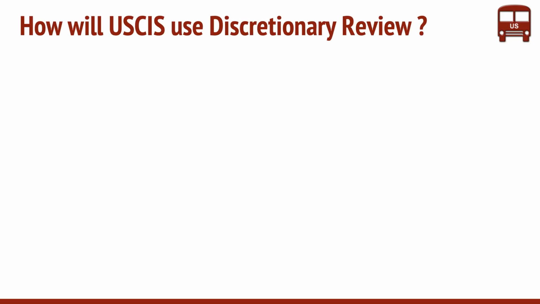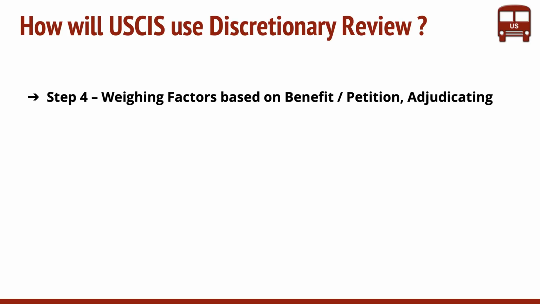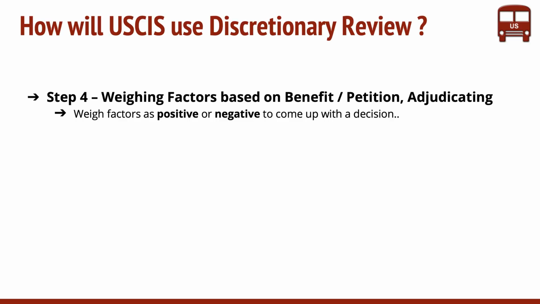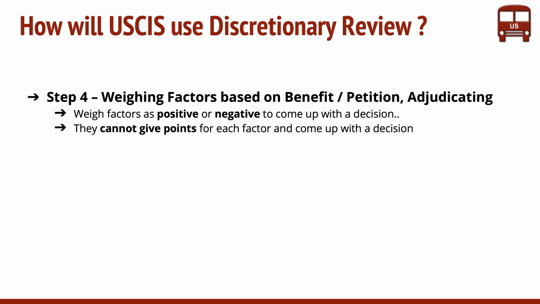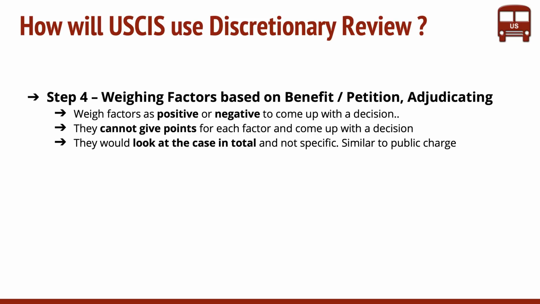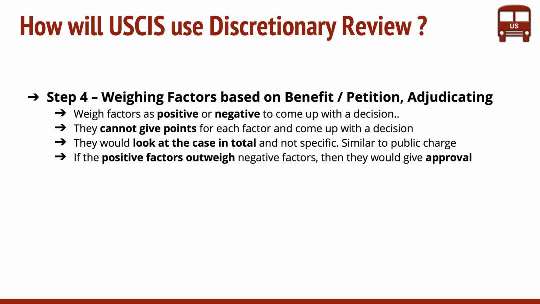Now, once they look at all of these factors, that's when they look at them as a positive or a negative factor. So they'll weigh them as positive or negative and then come up with a decision. And the very important point, they can't give a numbering, right? Okay, this is a positive factor, I'm going to give 10 points. This is a negative factor, I'll give -5. You can't do that. That's what USCIS guidelines tell. So they cannot give any points, but they have to look at it from a holistic view and look at these factors. So they should see the factors, how they're related and how they impact the overall application. And as I said, if the positive factors outweigh, then they give approval.